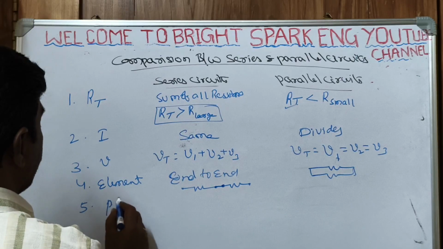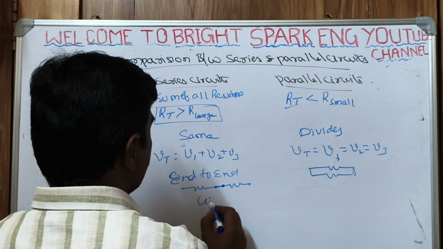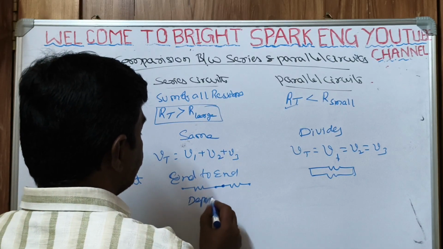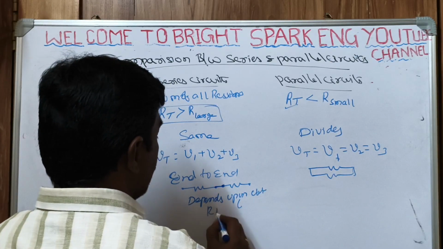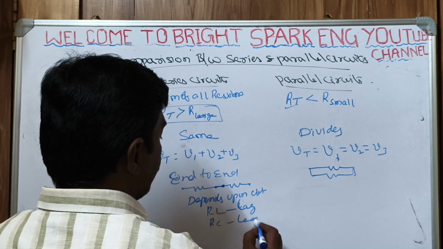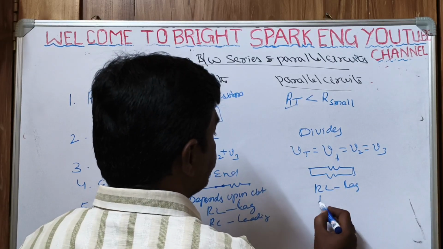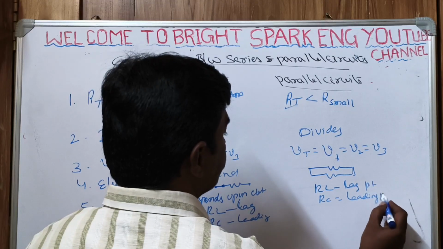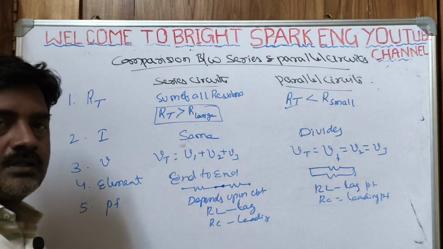Next, power factor. Here, power factor depends upon the circuit. RL is called lagging, RC is called leading power factor. This is the comparison between series and parallel circuits.